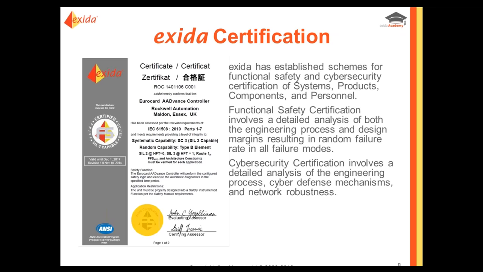Exida has established schemes for functional safety and cybersecurity of systems, of products, of components, and of personnel. This functional safety certification involves a detailed analysis of both the engineering process and the designs, resulting in random failure rates in all different failure modes, and we're going to talk about why that's important later on. We also have cybersecurity certification, and it involves a detailed analysis of the engineering process, the cyber defense mechanisms, and the network robustness.